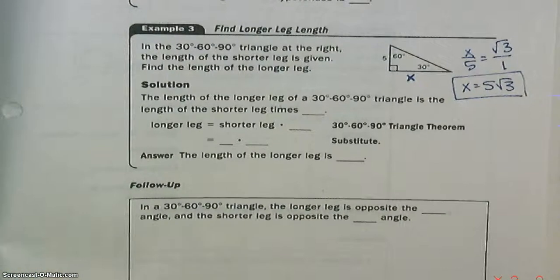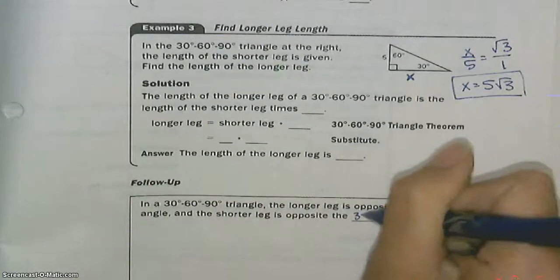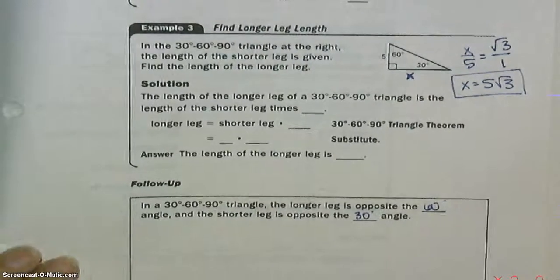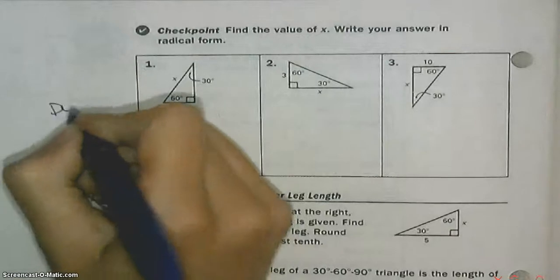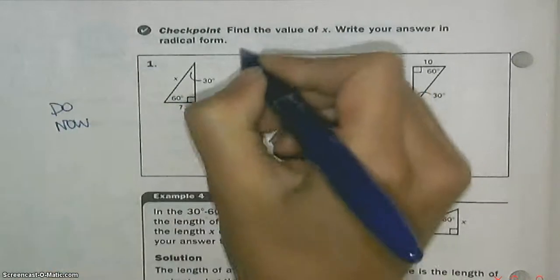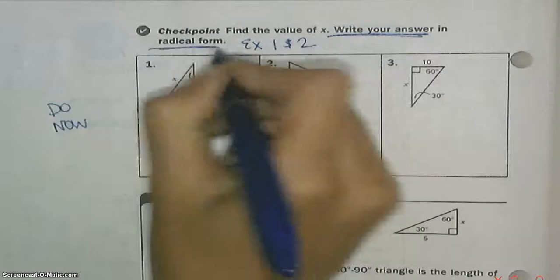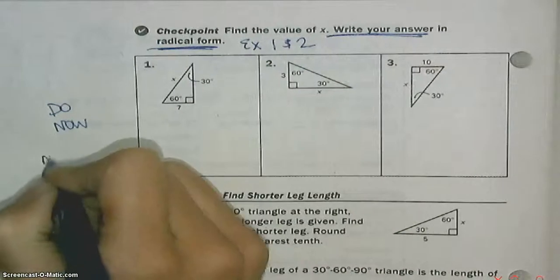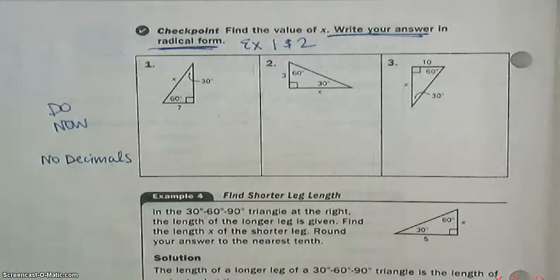The longer leg is opposite the 60-degree angle, and the shorter leg is opposite the 30-degree angle. All right, go ahead and do this now. These are like example 1 and 2. Leave your answer in radical form, no decimals. Leave all answers in square root form if necessary.